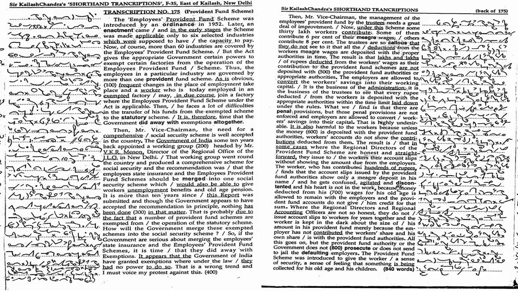Start. The Employees Provident Fund scheme was introduced by an ordinance in 1952. Later, an enactment came, and in the early stages, the scheme was made applicable only to 6 selected industries which were supposed to have the capacity to pay. Now, of course, more than 60 industries are covered by the Employees Provident Fund scheme.